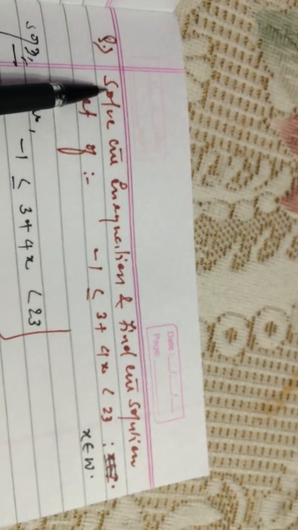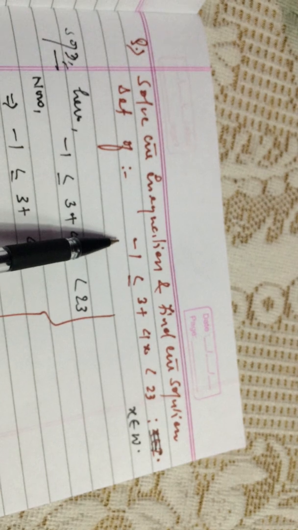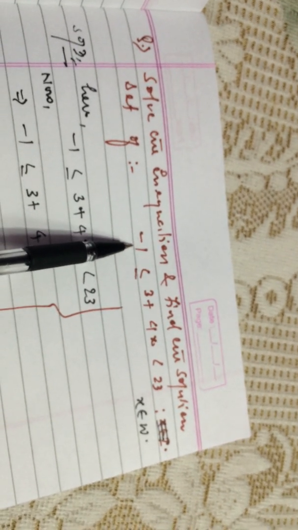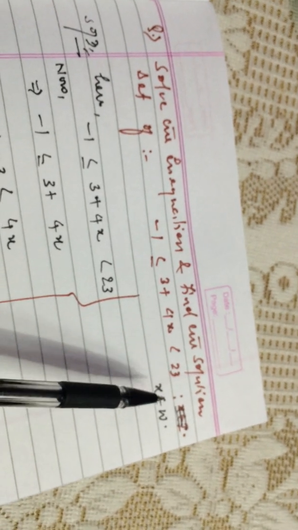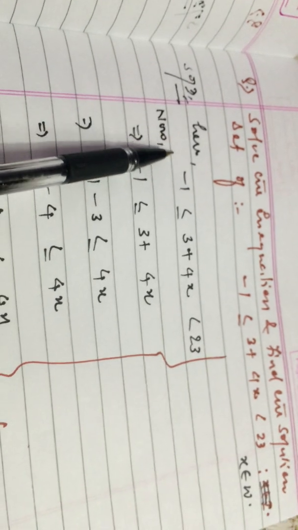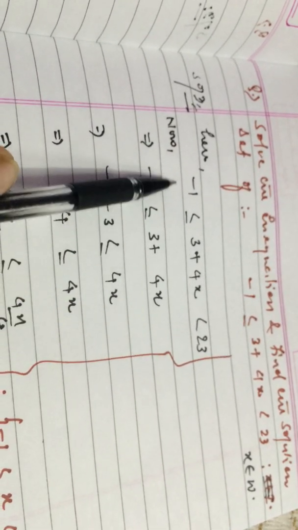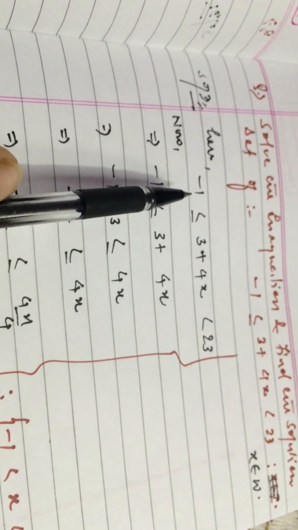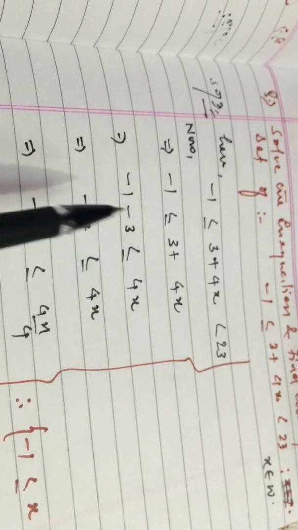Now see one more problem. Solve the inequation and find the solution set of this inequation, minus 1 less than or equal to 3 plus 4x less than 23. Now this time x belongs to whole numbers. Here is the same inequation we have written. Again in the same inequation there are two different parts. The first part, minus 1 less than or equal to 3 plus 4x.